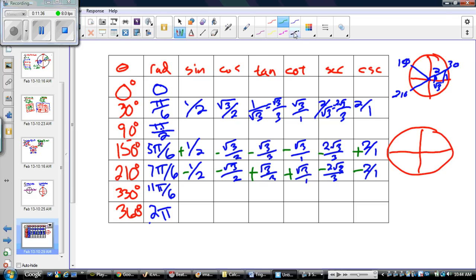And lastly, 330, it's in the fourth quadrant over here. It's going to be exactly the same: square root of 3 over 2, square root of 3 over 3, square root of 3 over 1, just write square root of 3, 2 square root of 3 over 3, and 2 over 1. We said in the fourth quadrant, the cosine is positive, so we're going to write positive, and its reciprocal secant is positive. Everything else is negative. So if I know it's positive, then obviously the opposite's going to be negative, and that's how we fill out the whole chart.